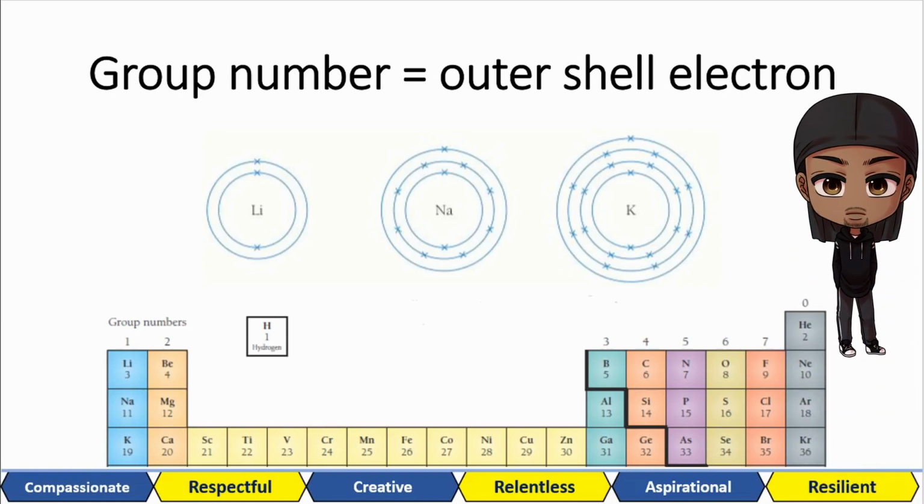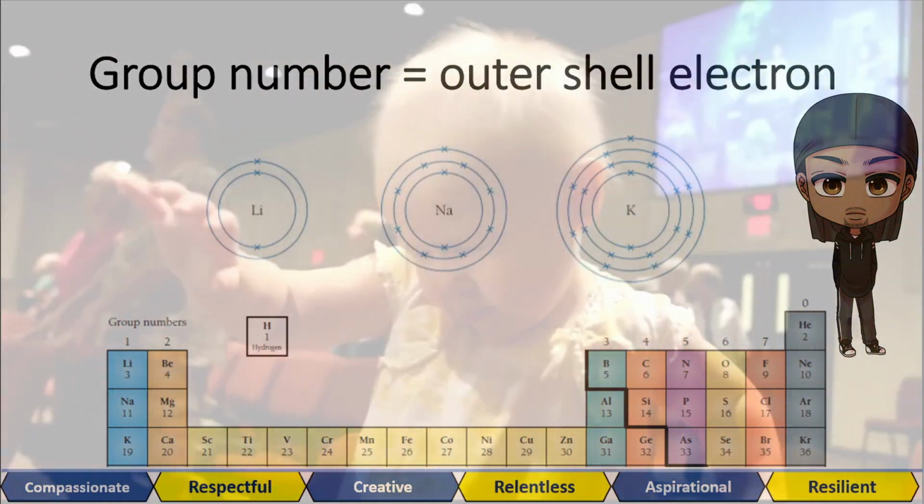How many electrons would oxygen have on its outer shell? 6, because it's in group 6.